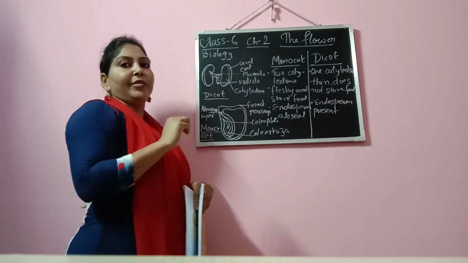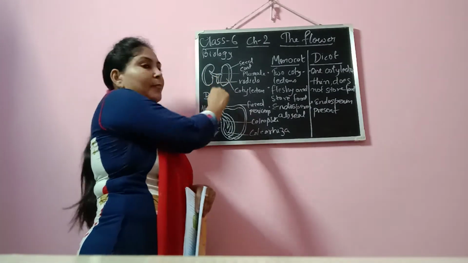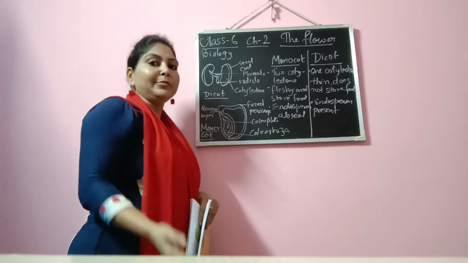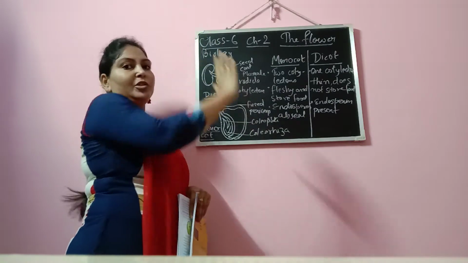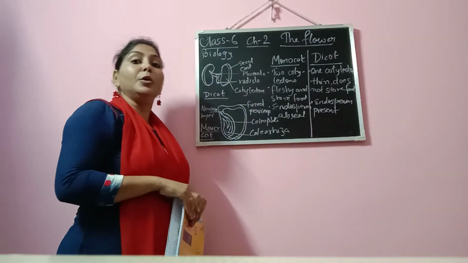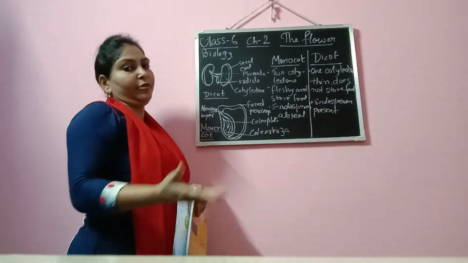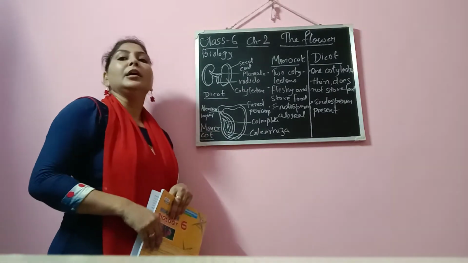Now in the embryo we will find two parts. One part is moving towards the ground, which is called the radicle, and it develops into root, and another part which moves upward is called the plumule, and it develops into the shoot system in future. So this is your dicot seed.